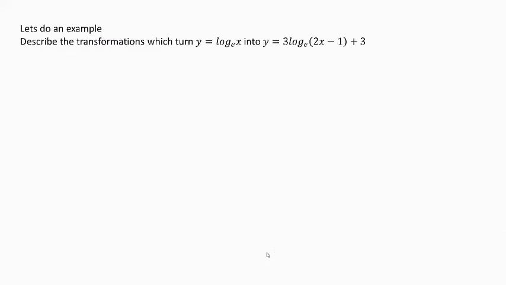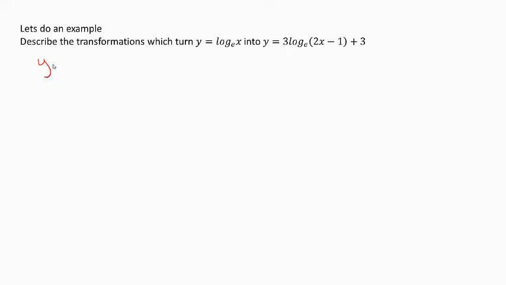Okay, let's try and describe the transformations. So we're trying to turn y equals log e to the x into y equals 3 log e to the (2x minus 1), all in brackets, plus 3. Well, the first thing we do is write out our equation.